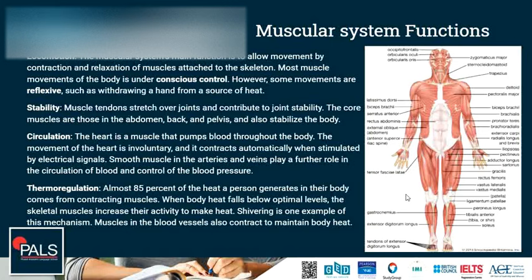Stability. Muscle tendons stretch over joints and contribute to joint stability. The core muscles are those in the abdomen, back, and pelvis, and they also stabilize the body.